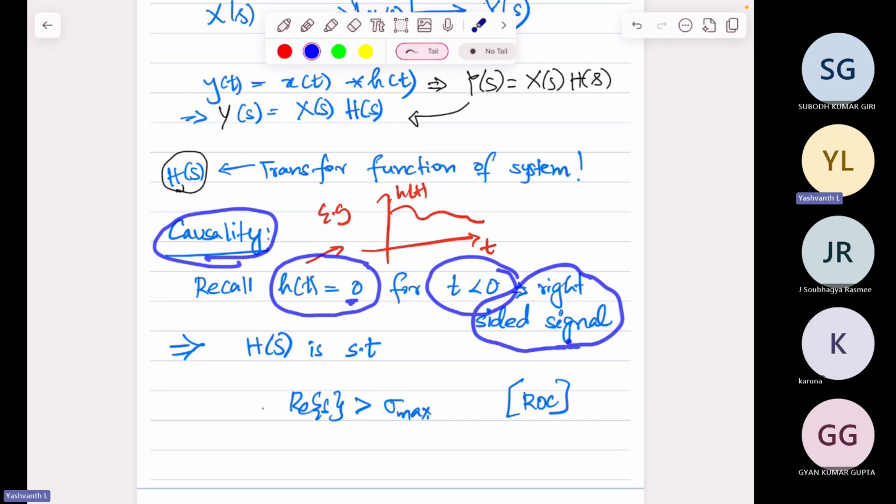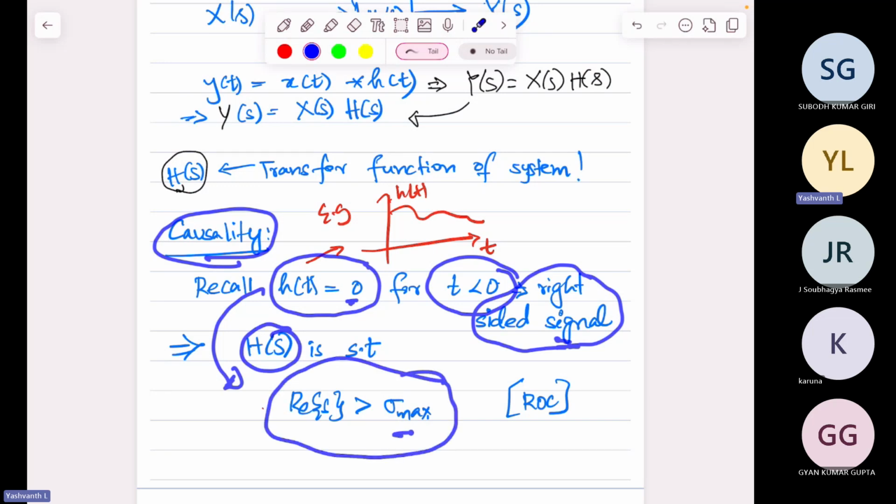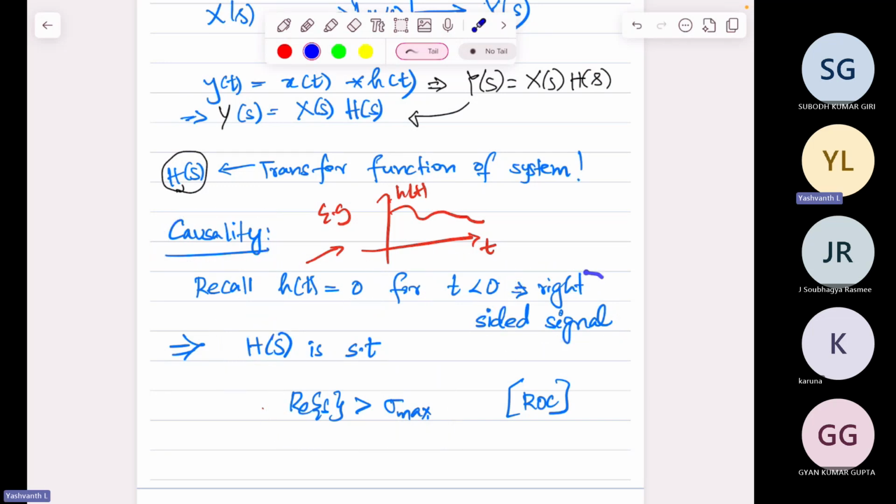In terms of the Laplace transform of the impulse response, the same condition becomes: your transfer function should have a right-sided ROC. This is something that we saw above, that a right-sided signal will have a right-sided Laplace transform. So if your ROC is such that the real part of s is greater than sigma max, then that particular h(t), that particular system, is a causal system.